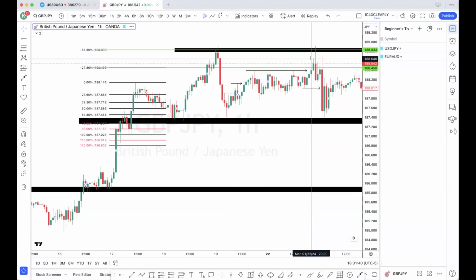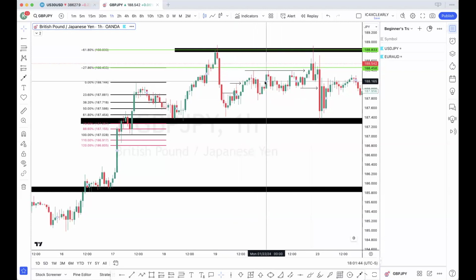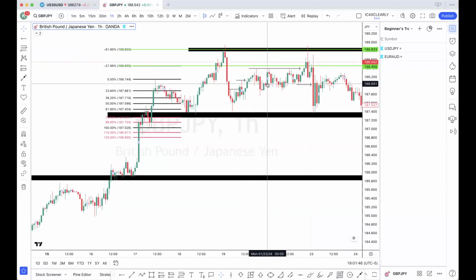So if you just trade from zone to zone, and don't trade the middle unless you know how to stack, then I think you'll see a little.